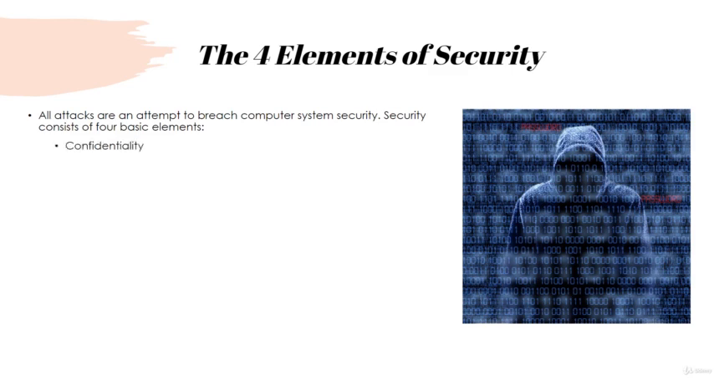The first one is confidentiality. The second one is authenticity, and we're going to walk through these in some detail with some examples. And then we have integrity, and then we have availability.